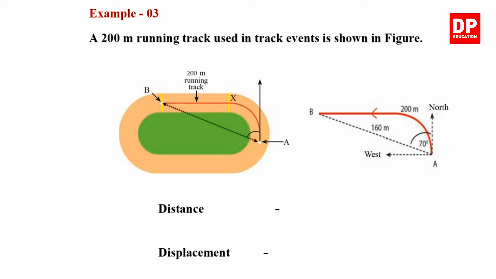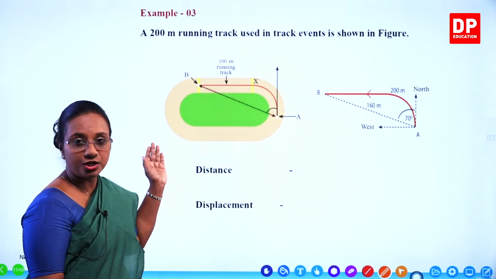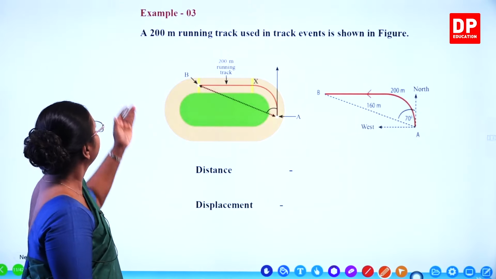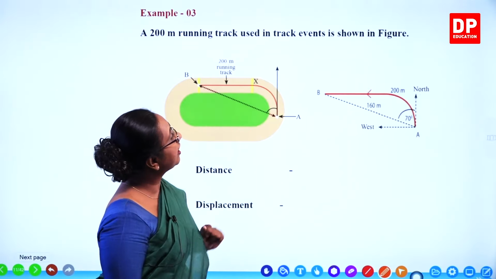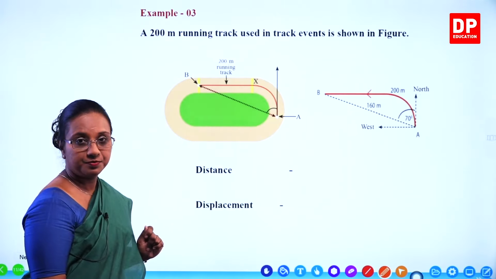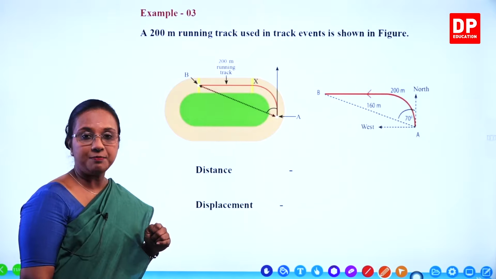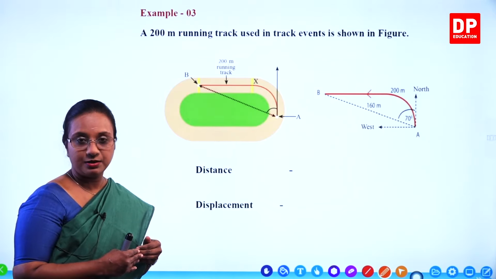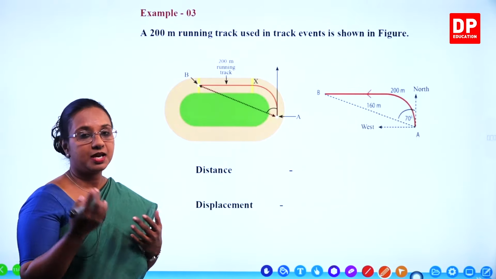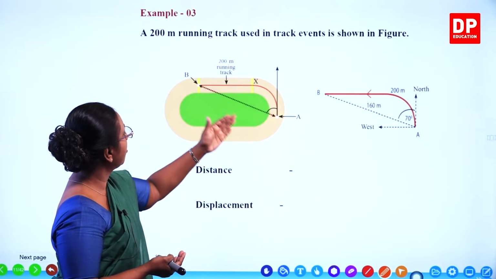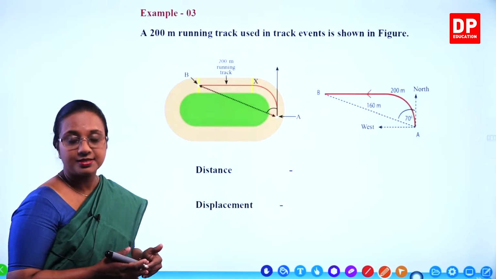Okay, this is something familiar to you all. In school, you have your running events and you all use a running track to do this event. Here they have shown a 200 meter running track used in track events. As you all know, the tracks are usually oval in shape and you have different types of running events. You might have to cover one round or two rounds, or sometimes 1.5 rounds, or half or quarter round, or part of the track needs to be used for a certain event.